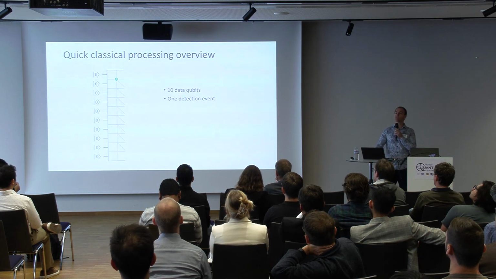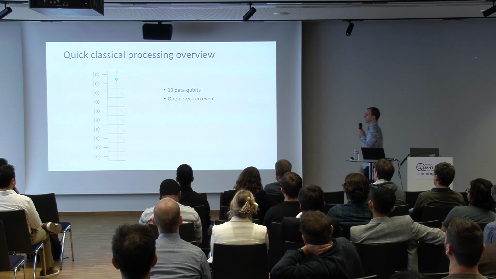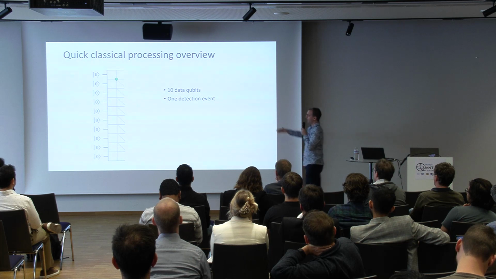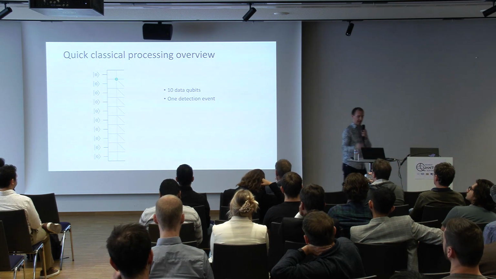So here's a very quick overview of what classical processing looks like. Again, we keep it simple. So we have a repetition code, we have a graph, time is passing, there's a detection event.